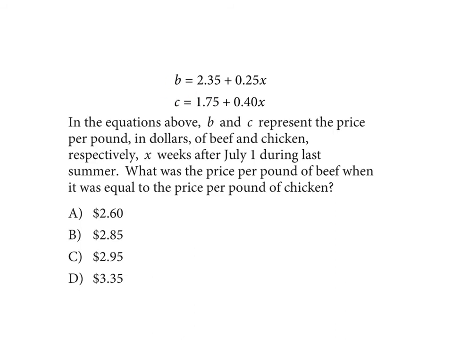Okay. So here's what you have. The equations above. B and C, and I'm just reading this. B and C represent the price per pound in dollars of beef and chicken, respectively. So B represents the price of beef. C represents the price of chicken. When it says respectively, you have to read through, B comes before C in this problem, therefore B goes with beef, and C with chicken. X weeks after July 1st during last summer. What was the price per pound of beef when it was equal to the price per pound of chicken?